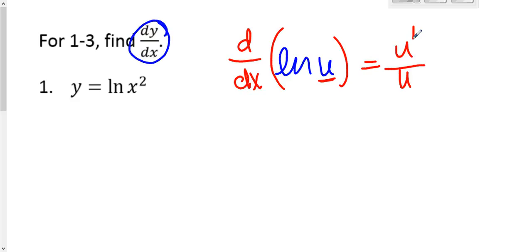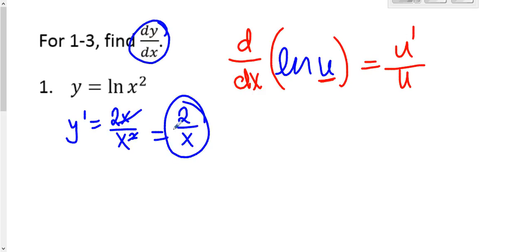So this problem, you can either bring the 2 down in front, then take the derivative, or you can write what you see on the bottom, which is x squared, and on the top, you would put the derivative of that, which is 2x. And this could cancel out, so we have an x on the top, we have x squared on the bottom, so the derivative here is 2 over x.